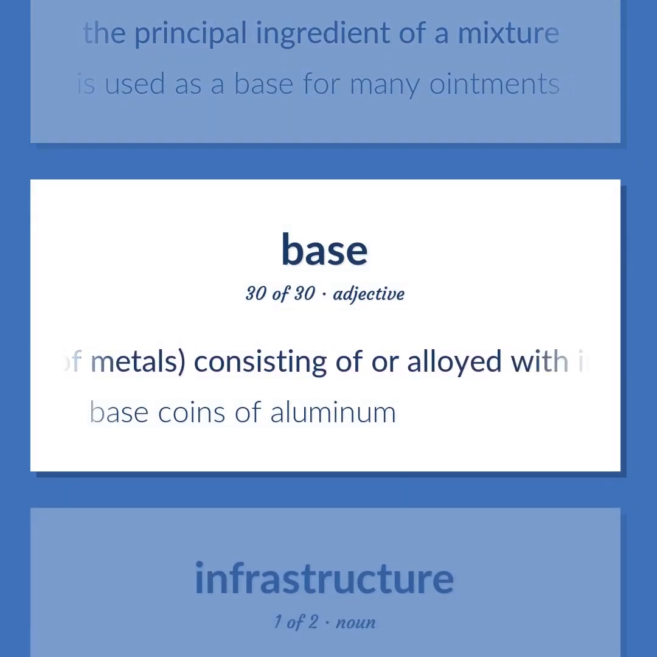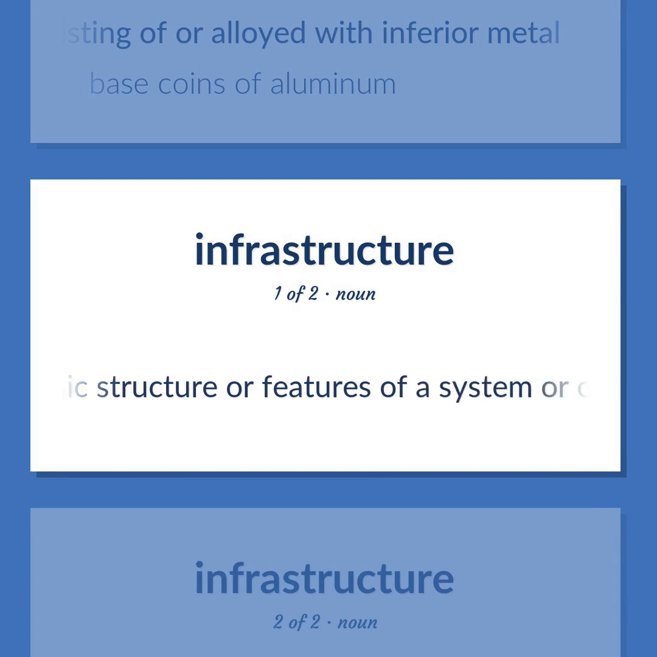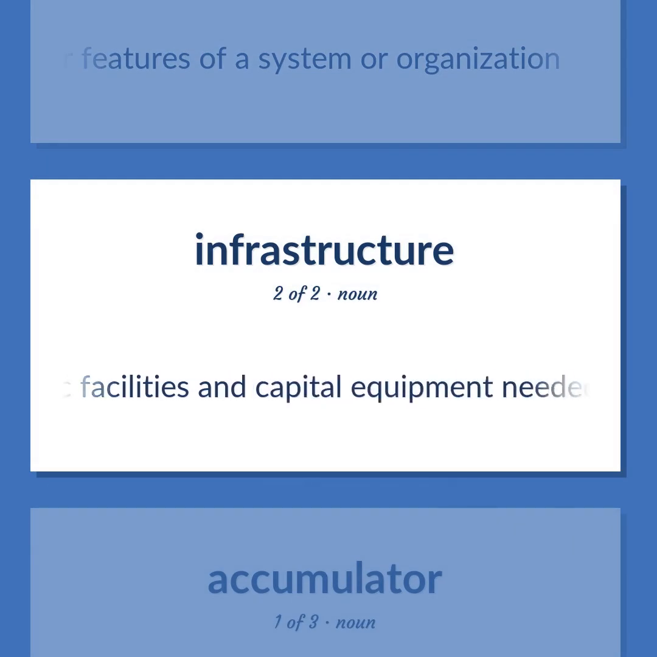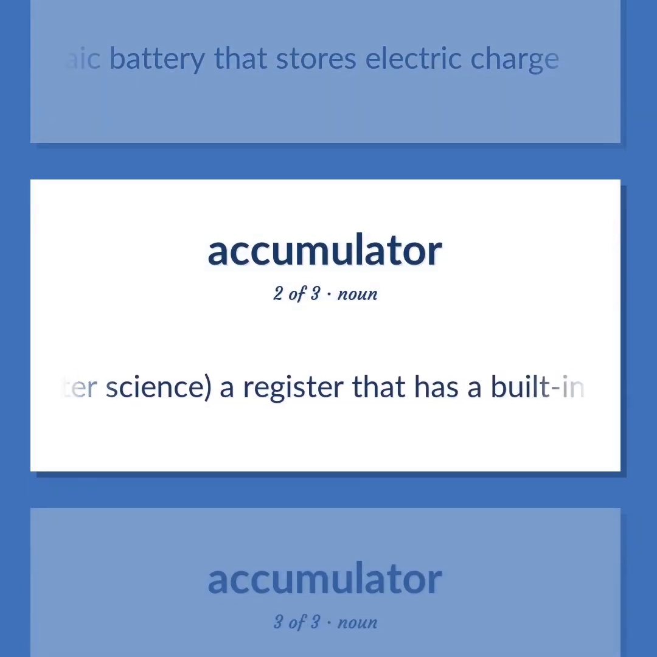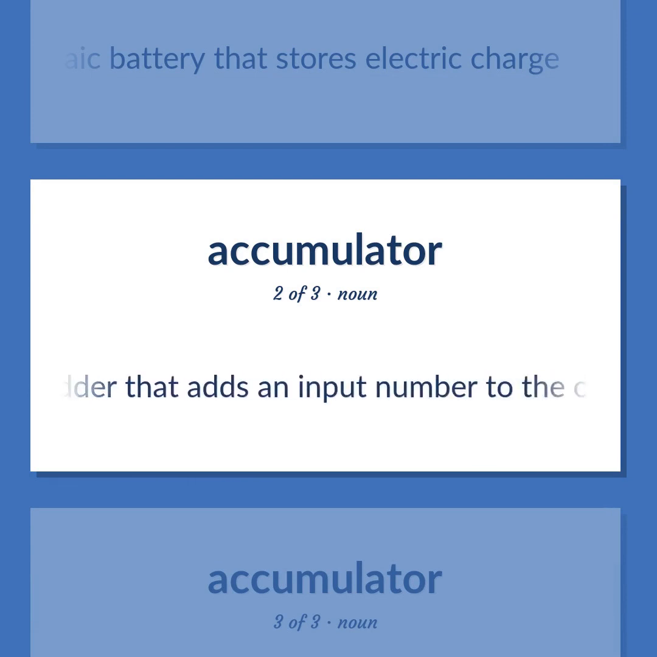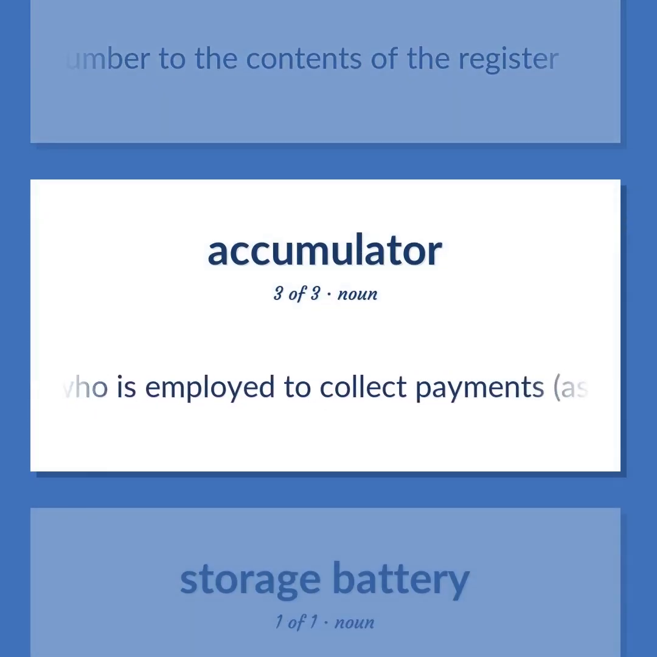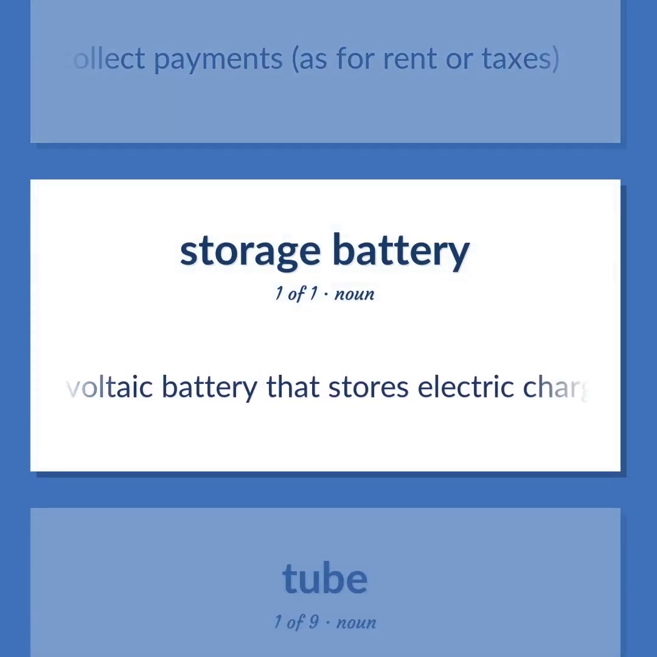Used of metals, consisting of or alloyed with inferior metal. Base coins of aluminum. The basic structure or features of a system or organization. The stock of basic facilities and capital equipment needed for the functioning of a country or area. A voltaic battery that stores electric charge. Computer science. A register that has a built-in adder that adds an input number to the contents of the register. A person who is employed to collect payments, as for rent or taxes. A voltaic battery that stores electric charge.